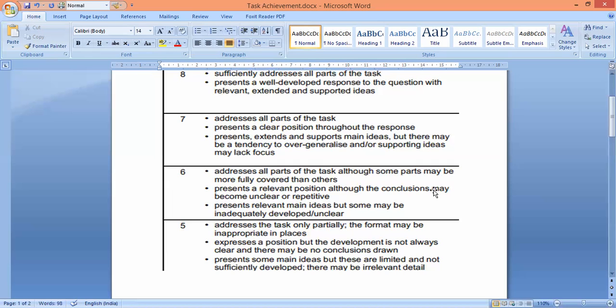Presents a relevant position, although the conclusions may become unclear. Sometimes whatever you want to say is unclear, like what is your exact position. And presents relevant main ideas, but some may be inadequately developed or unclear. Let me tell you, if you say that computers are important because we can do the work quite fast with them, now you have given an idea, you have to explain it, elaborate it. You cannot just give the second idea without that. I'll show you when I'll be doing the task.